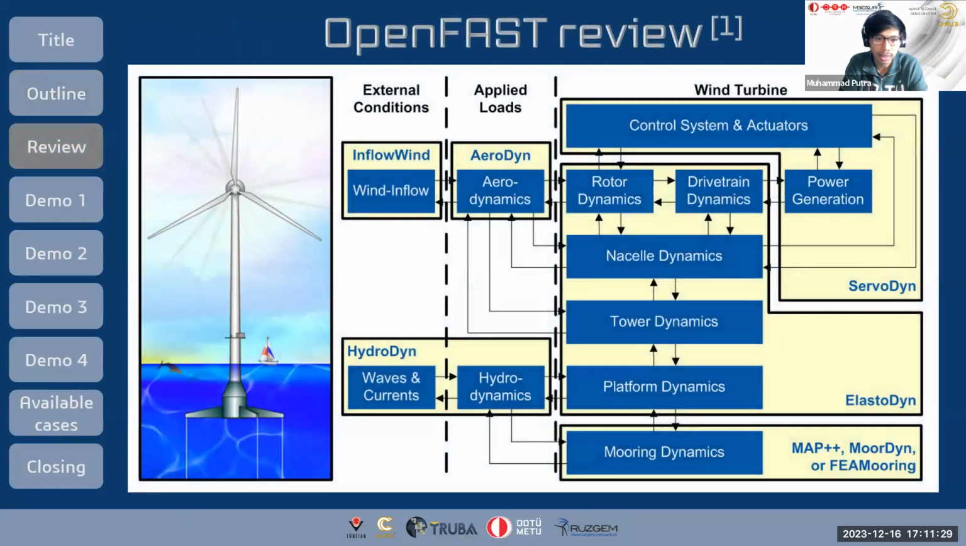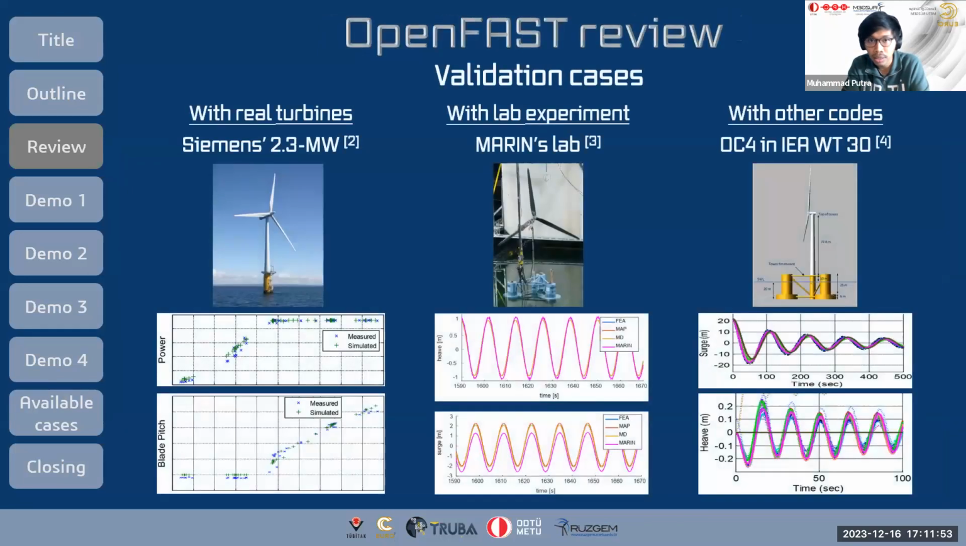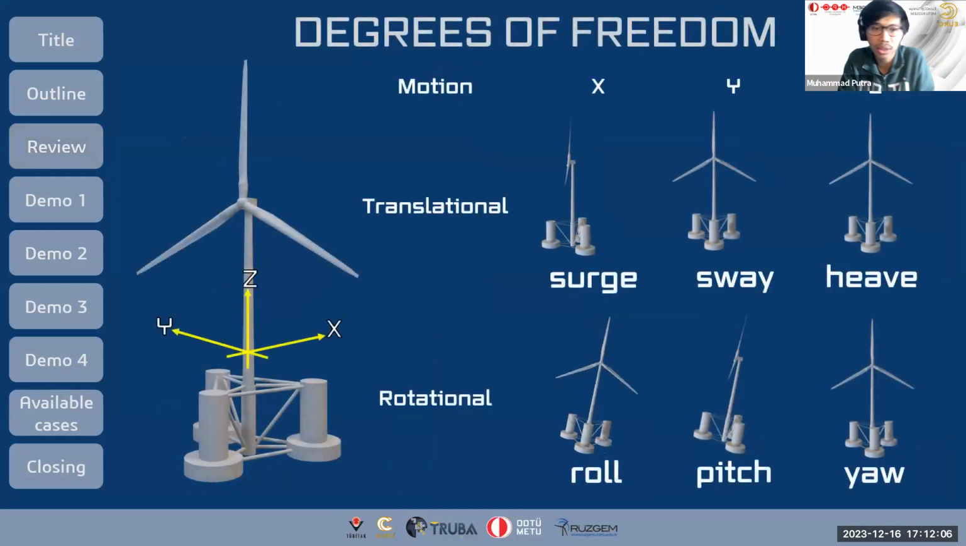Okay, so this picture has been portrayed many times. It's just a reminder that OpenFAST is a modeling tool we can use, and it consists of multi-physics calculations from aerodynamics, elastodynamics, which is structural, control, hydrodynamics, mooring lines, etc. And OpenFAST has also been validated by all kinds of means, like with the real turbine, with lab experiments, and with other codes, as you can see here.